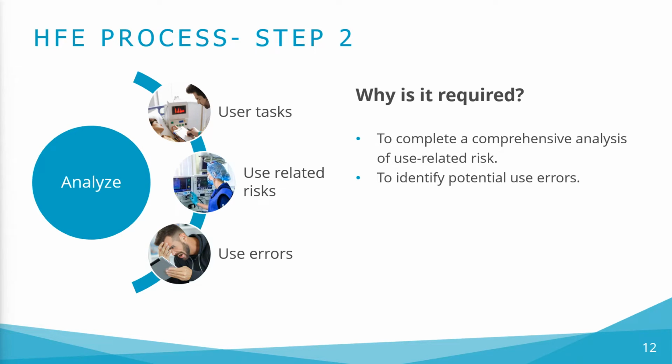Why is it required? The FDA and other regulators require manufacturers to complete a comprehensive analysis of use related risk. Regulators expect manufacturers to identify potential use errors, determine which use errors can lead to serious harm, and then implement design based risk mitigations to prevent or reduce the likelihood of use errors.